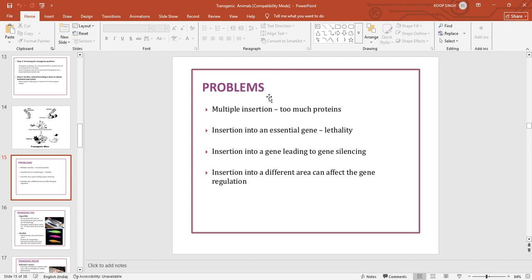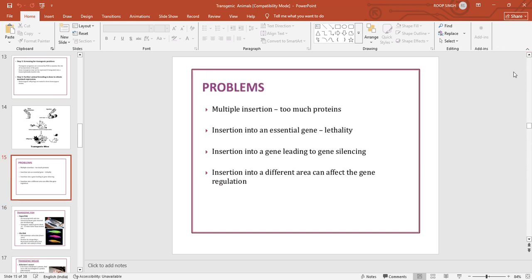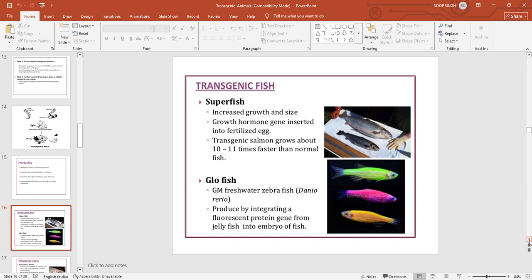Some problems can occur, like multiple insertion. It may cause too much protein, or it may cause insertion into an essential gene, which can be lethal for the progeny. Insertion into a gene can lead to gene silencing. Insertion into a different area can affect gene regulation. So one has to take care of these problems when developing transgenics, so that we don't encounter any of these problems while making transgenic animals. We need to basically know where the gene is getting inserted in the genome.